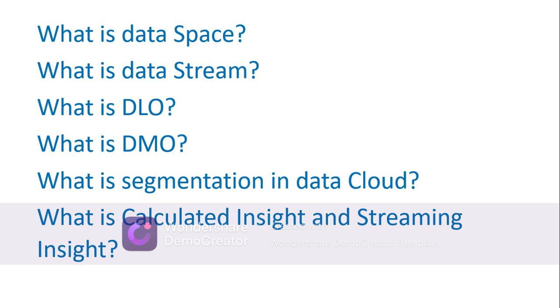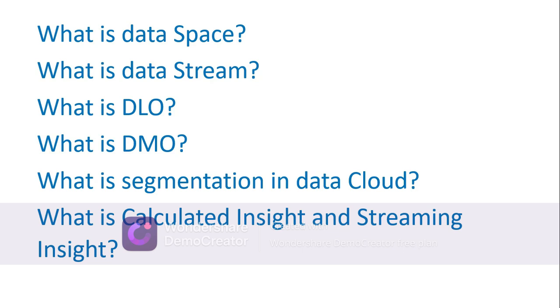As you have seen in my previous video, I have already explained data space. Data space is nothing but a container where we can store the data. It is something like a library. I have given the example of a library where you can save books of different classes, different writers, different categories. So data space is a space, or we can say a container, where we can store the data.